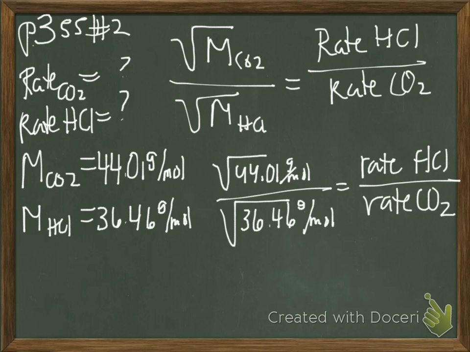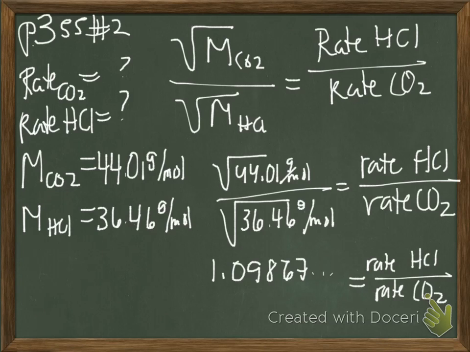Okay, these kinds of problems typically confuse students, so I'm going to warn you in advance. You're going to get a single number. These are not something where you're solving for anything, you're literally just plugging in and getting a number, but you are going to get a single number. So go ahead, do the math, and get me that single number. Take the square root of 44.01 divided by the square root of 36.46. Okay, how does this work? So I have 1.09867, etc., equals the rate of hydrochloric acid, HCl, hydrogen chloride, over the rate of CO2.